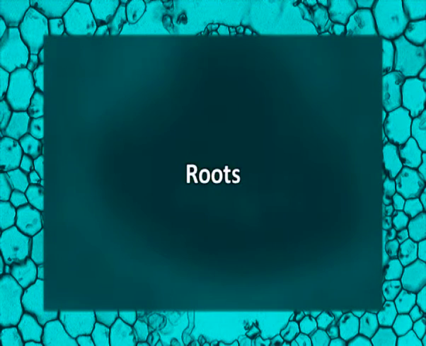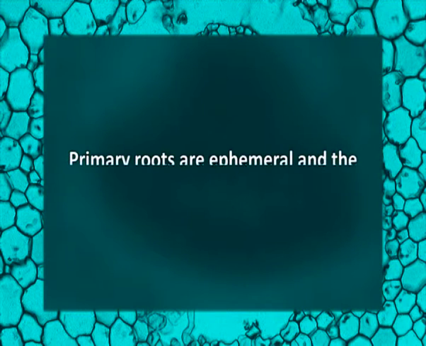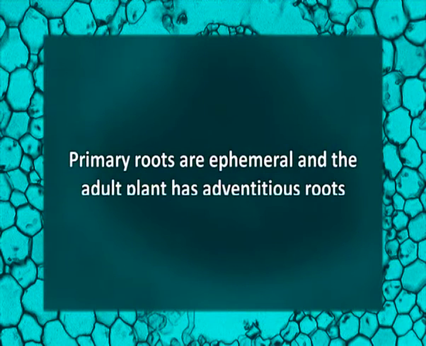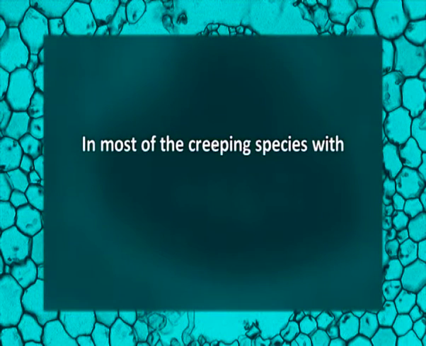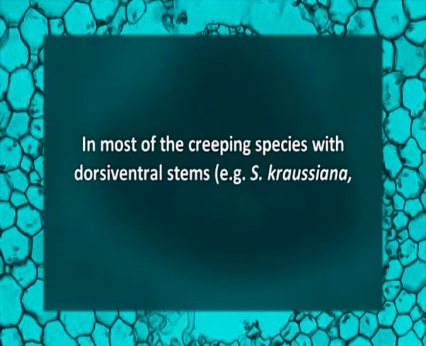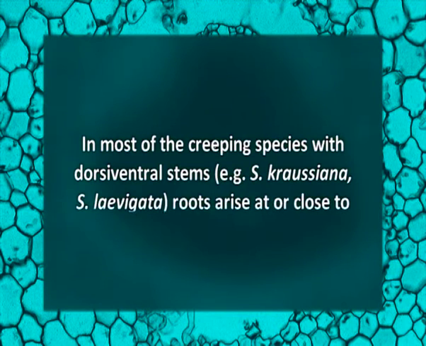Roots. Primary roots are ephemeral and adult plants have adventitious roots. The adventitious roots usually have specific locations in relation to stem dichotomies. In most of the creeping species with dorsiventral stems, for example Selaginella cruciani and Selaginella levigata, roots arise at or close to the point of dichotomy.